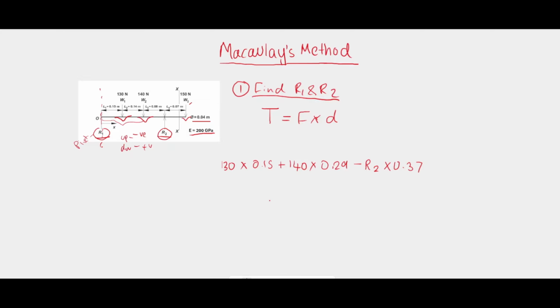And then finally, W3, which is acting downwards, so it'll be positive, plus 150 newtons times the distance between R1 and W3, that is the entire length of the beam. So that's 0.15 plus 0.14 plus 0.08 plus 0.07, and that is 0.44. This is equal to 0 according to the principle of equilibrium moments. It has to be balanced. So now we just have one unknown variable, that is R2, and we can solve for R2. So let's simplify this equation and solve for R2.